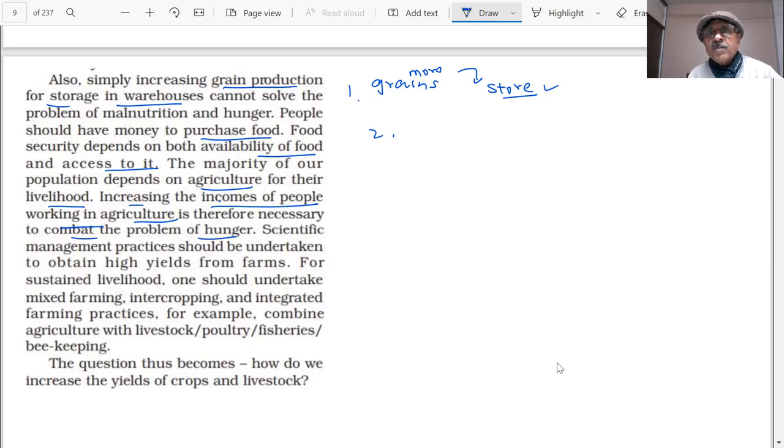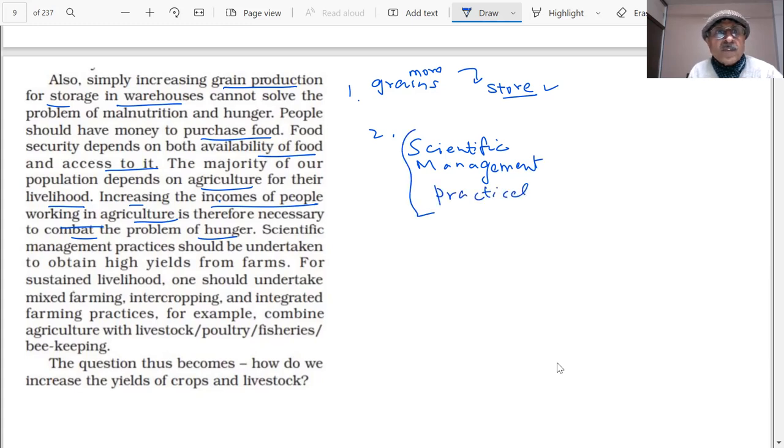A question was asked to the students that if we increase the grain production, is that enough? Will it solve the problem of our food resources? The answer is no. The income of the people has to be increased. And how will you do that then? Scientific management, scientific management practices, scientific management practice should be undertaken.